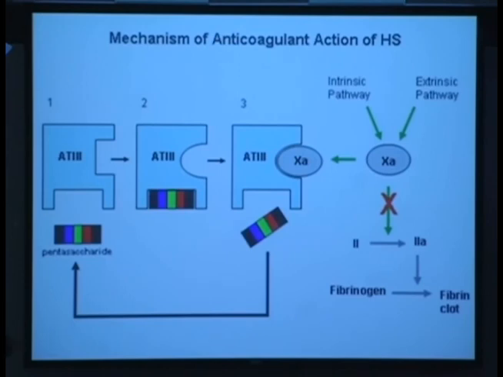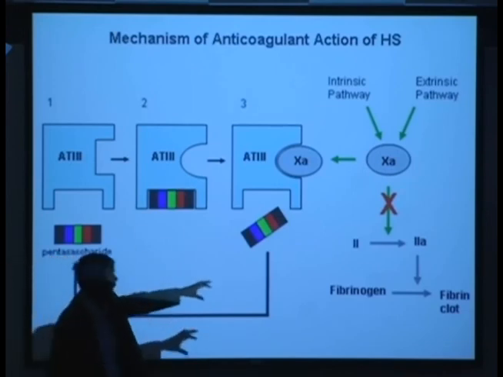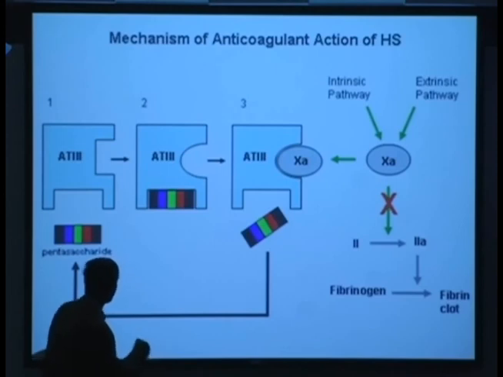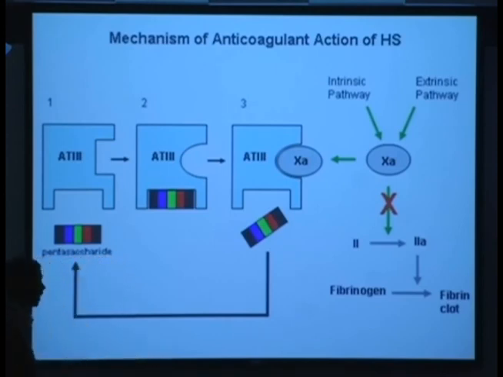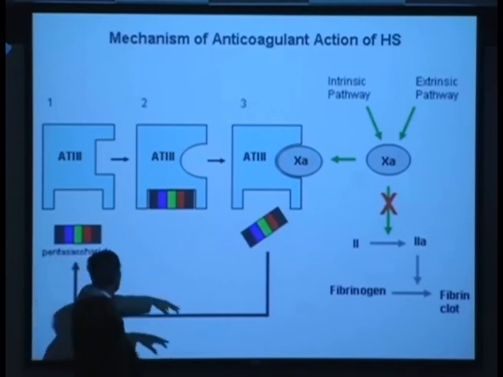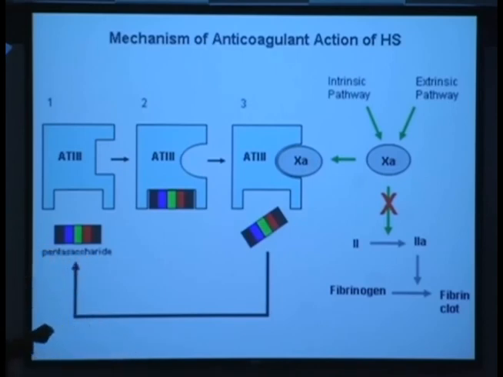Nevertheless, the pentasaccharide sequence shown with the different color code is a small segment of the polysaccharide. It's not penta, it's actually hexa, right? Upon binding to antithrombin 3, it changes the conformation of antithrombin 3, which facilitates the binding to factor 10A. As soon as it forms the ternary complex of antithrombin, factor 10A, and the pentasaccharide, the pentasaccharide comes off, so that it can go back and bind to another antithrombin 3.